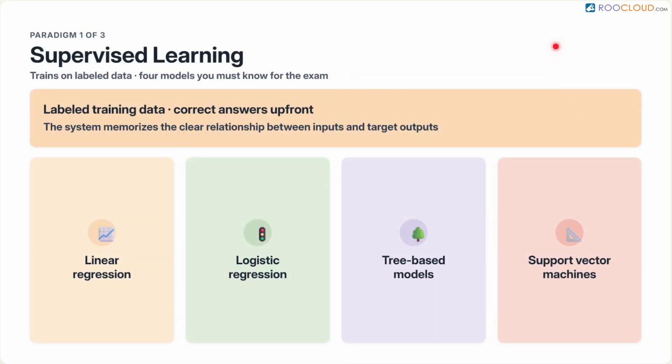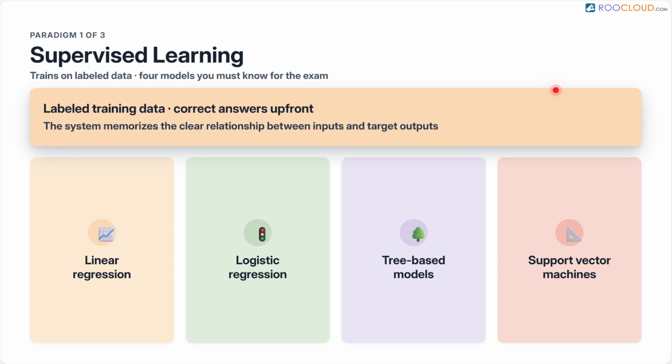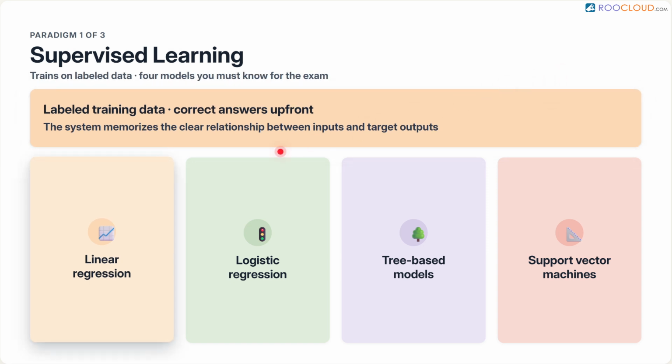Now we will categorize the specific classes of algorithms, starting with supervised learning. Supervised learning requires labeled training data, meaning the system is given the correct answers up front so it can memorize the clear relationship between inputs and target outputs. There are 4 primary supervised models you need to know for the exam.